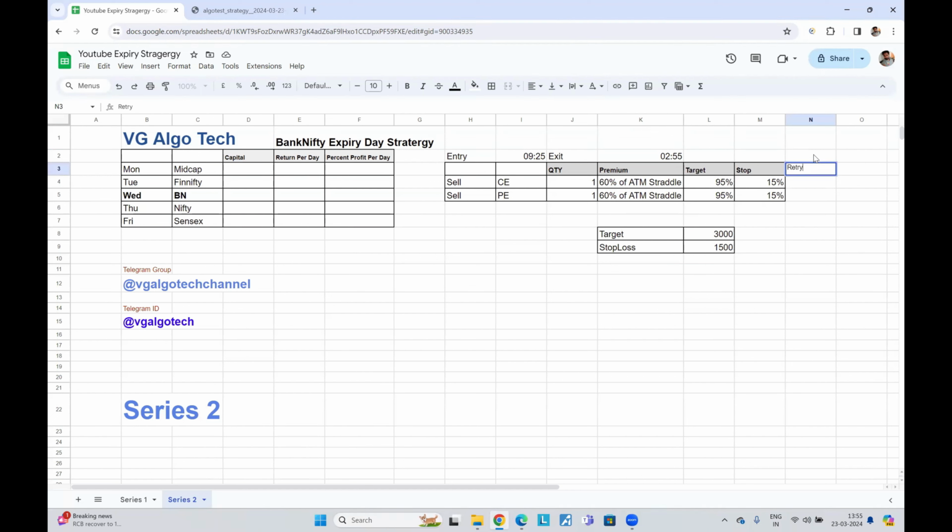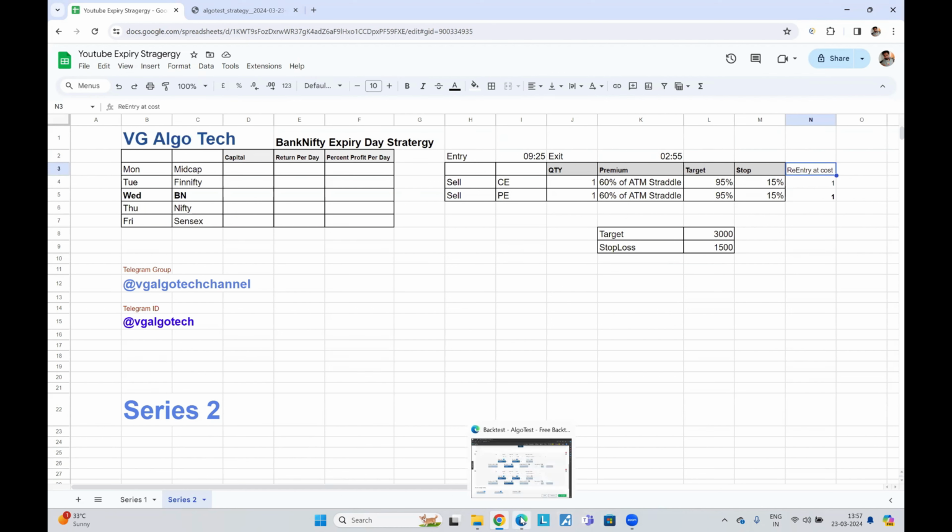I can just have it here. Re-entry at cost here is one time. Okay, let's go back to the algo test.